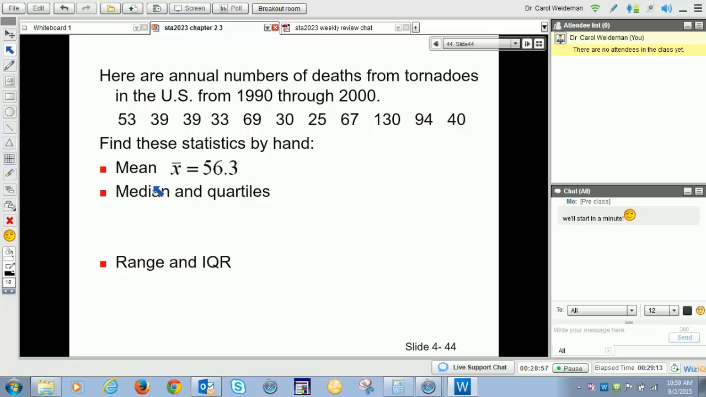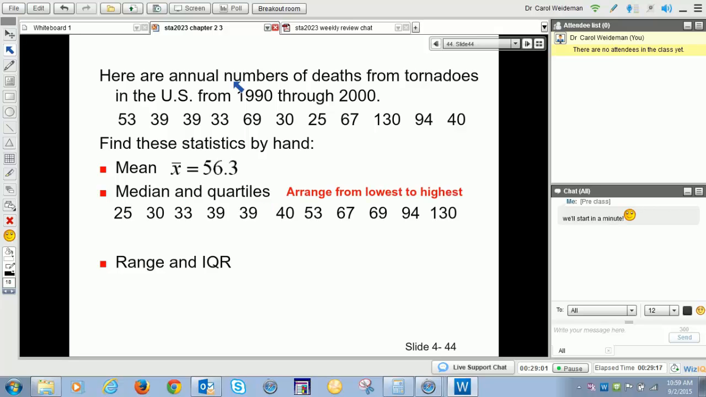If I'm going to do the median and quartiles by hand, I need to put the data in order. So I went ahead and rearranged it from lowest to highest. So I've got 3, 6, 9, 10. I've got 11 data values. So the median is going to be right in the middle, the 6th data value. Now to find quartile 1, I'm going to find the median of the lower half, and I'm going to include this in the lower half because it's one of the data values.